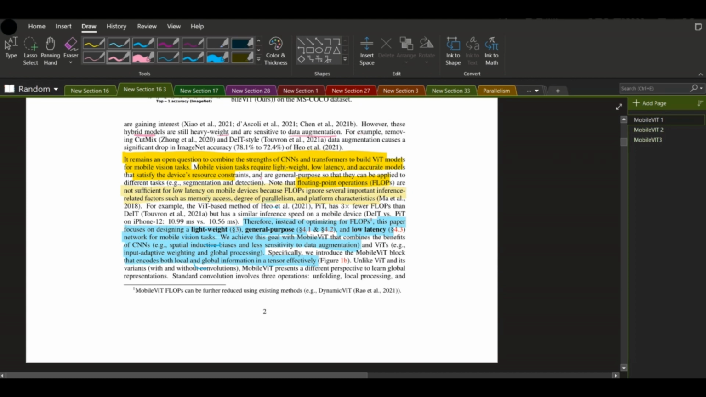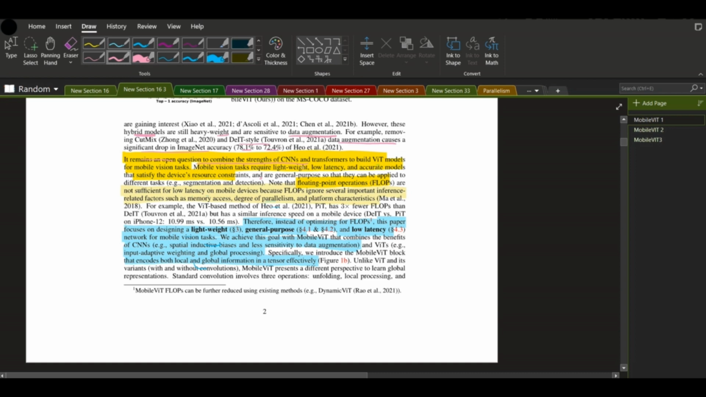They also state something to support this. They realized that removing the data augmentation caused the model to drop in accuracy from 78 to 72%. So I think some of these components are quite important to support ViT to actually achieve adequate results. They state that it remained an open question how to combine the strengths of CNN and transformer to build ViT models for mobile vision tasks.